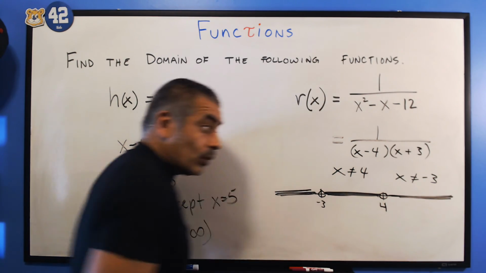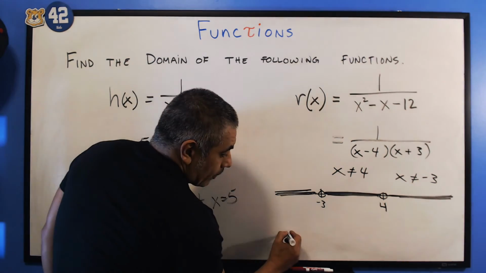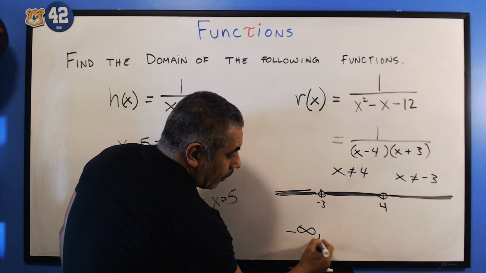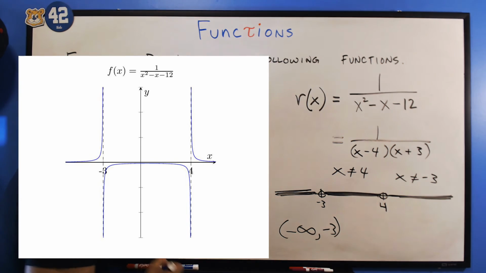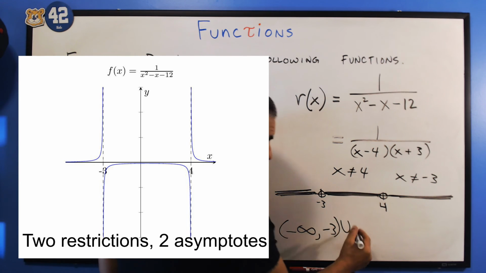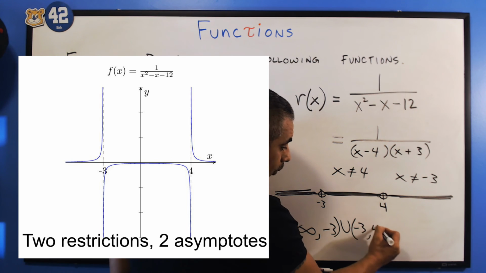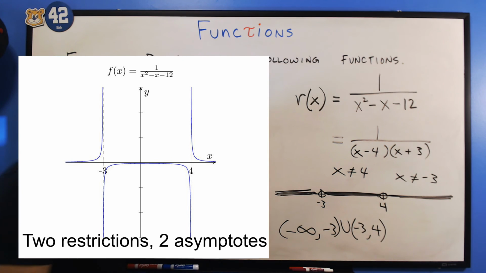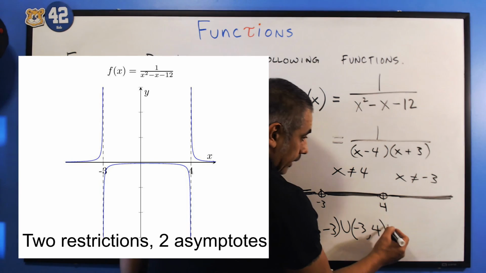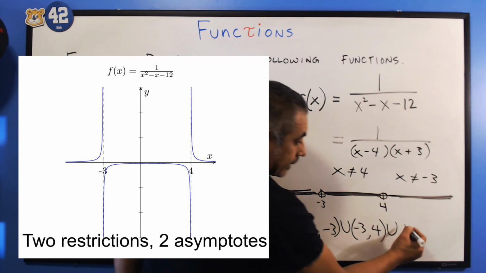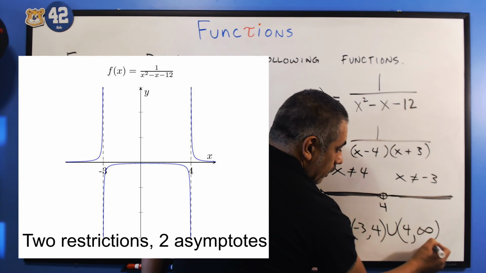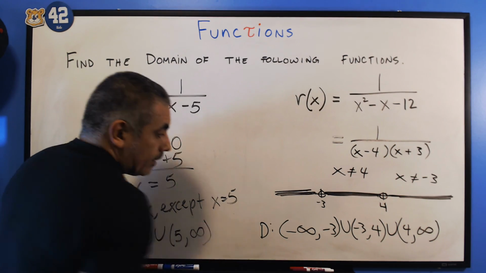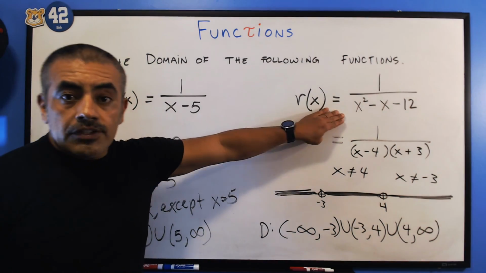And to write this in interval notation, we're simply going to say, we're going to go from negative infinity all the way to negative 3. So we're not including that. We're not going to include negative 3. Then we're going to union. We have to add this piece here. So we're going to say, well, now we're going to go from negative 3 all the way to 4 without including either negative 3 or 4. And then we're going to union again. And we're going to have this starting from 4 and going all the way to infinity. And this is how you would write the domain of this function.